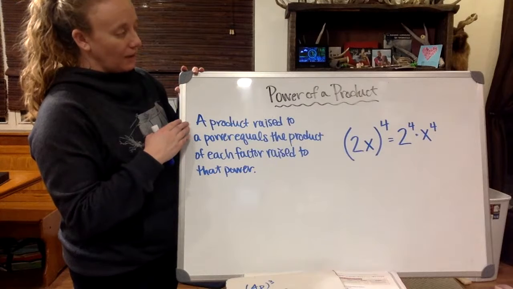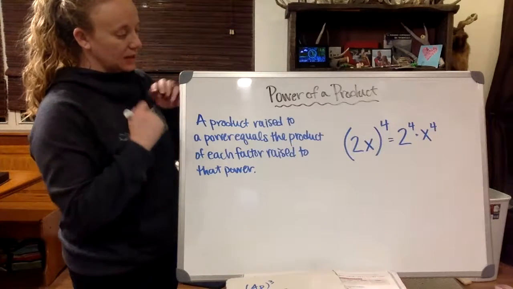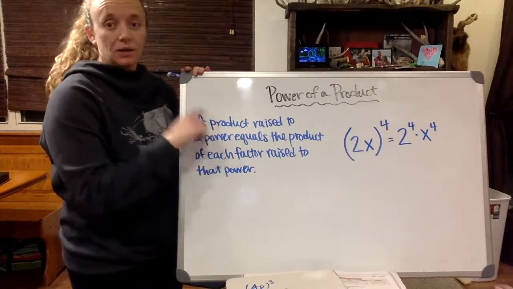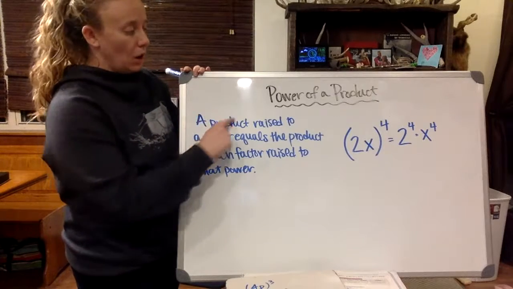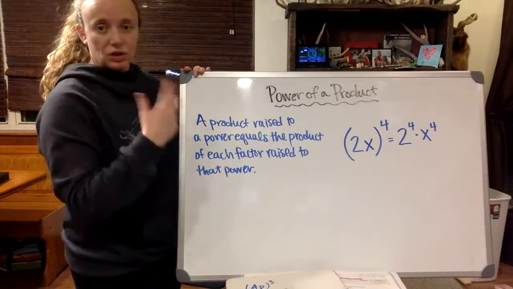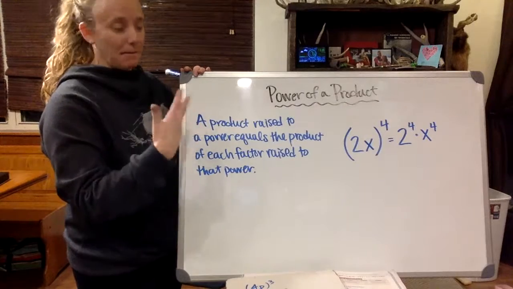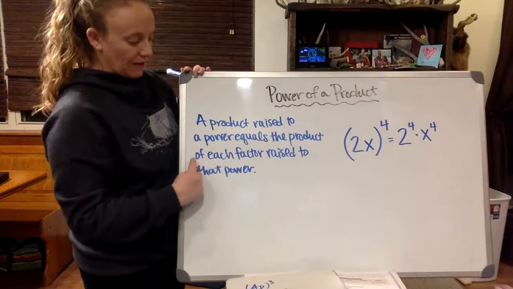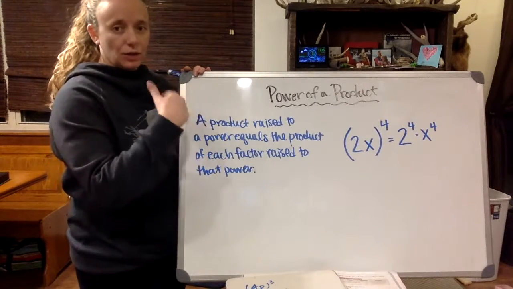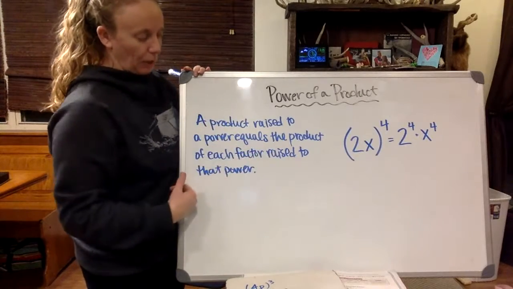So a product of a power, or a power of a product property tells us that a product, so a multiplication of two things raised to a power, so those two things raised to the same power, equals the product of each of those factors, so each one having their own power that it's being raised to.